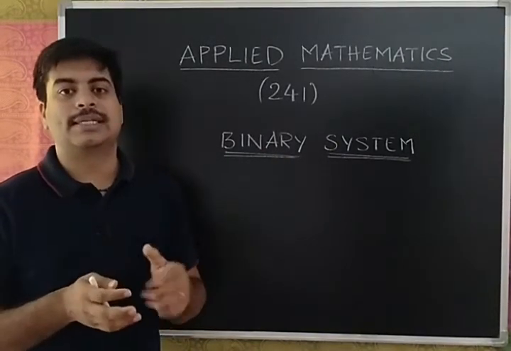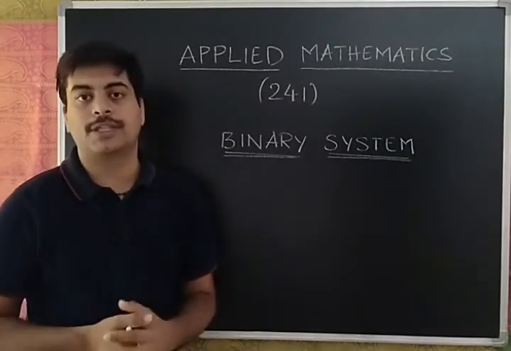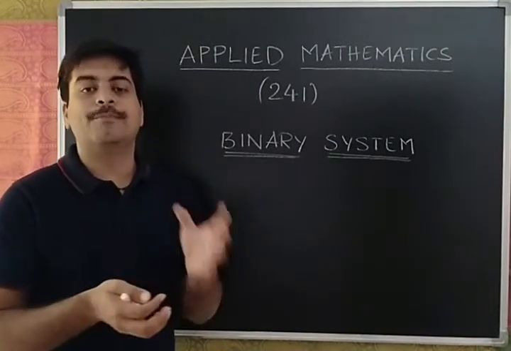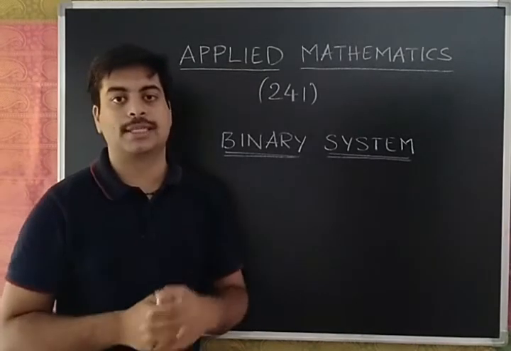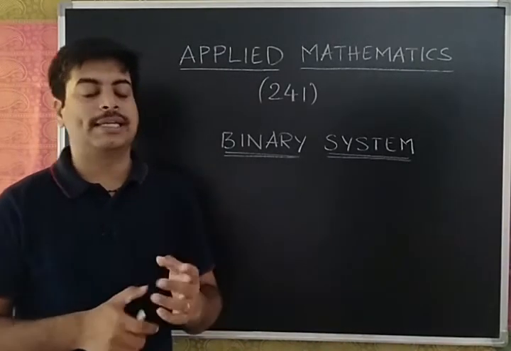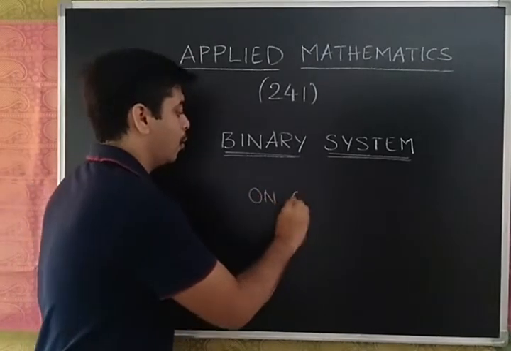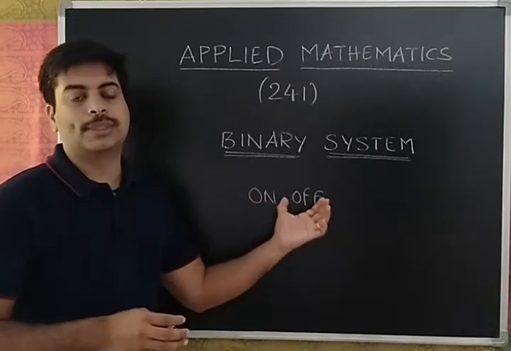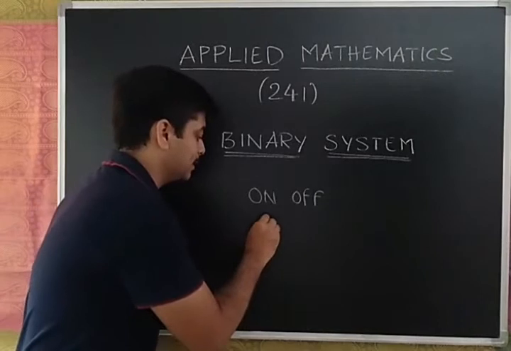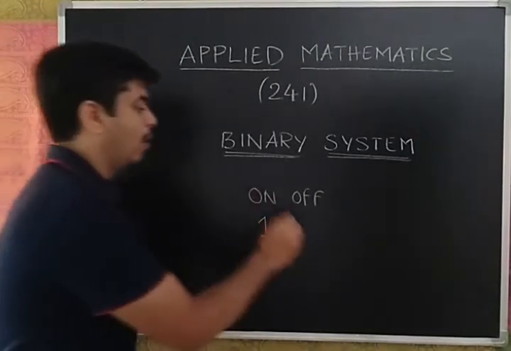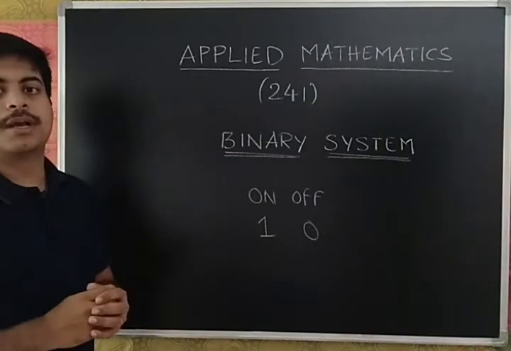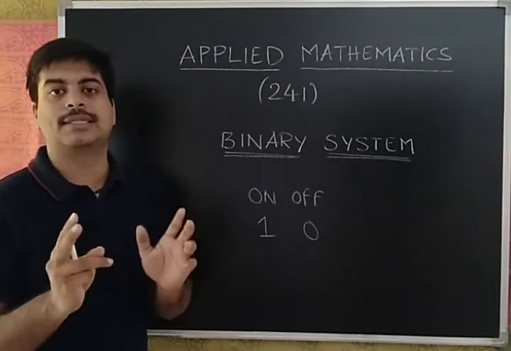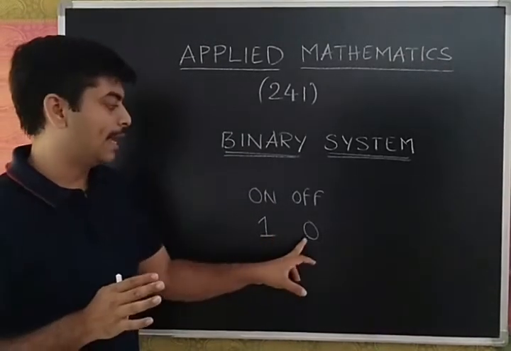Can a computer understand the normal language I am talking with you? No. Can it understand numbers? No. But a computer is a machine which can understand only two things, on and off. If you switch on, the power supply will start and it gives some signal, and if you switch off, no signal will come. So on is represented with the number 1 and off is represented with the number 0. Binary means 2. The binary system has only 2 digits throughout, that is 1 and 0.